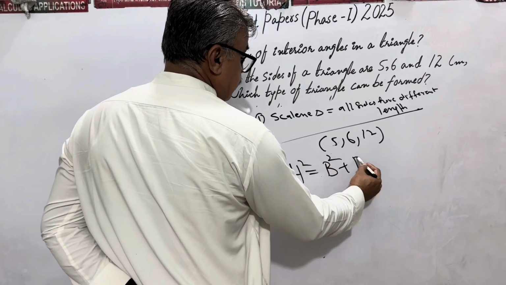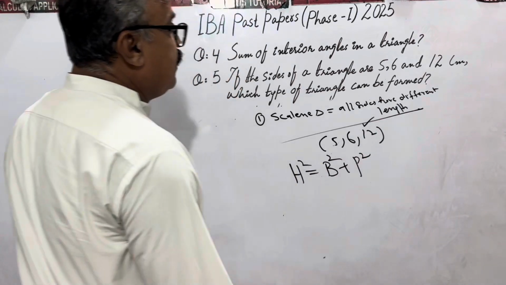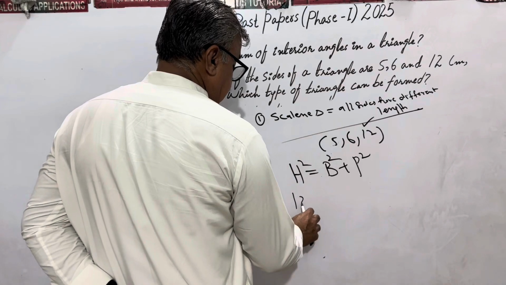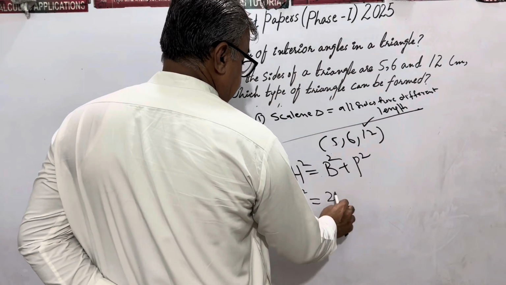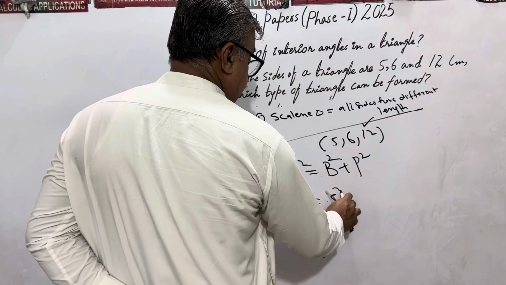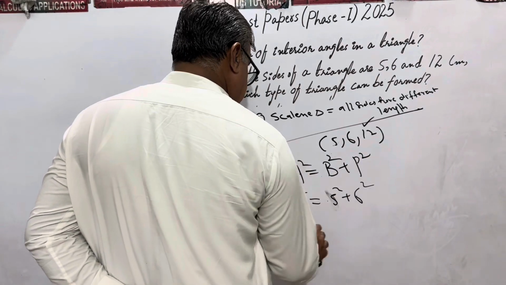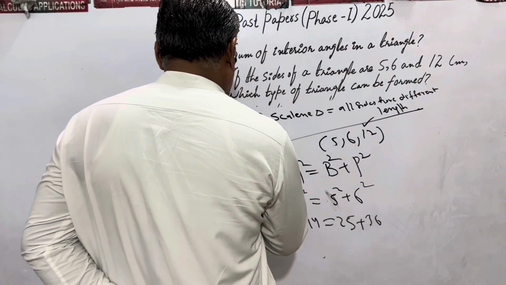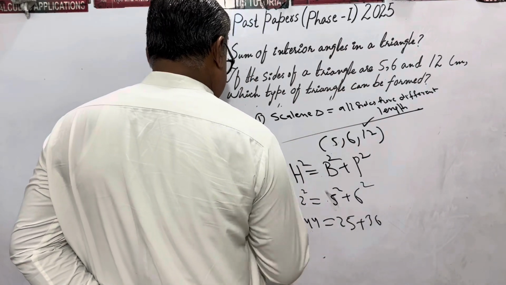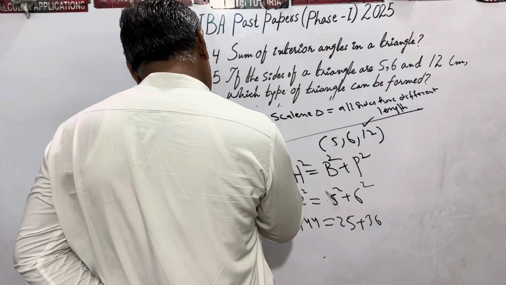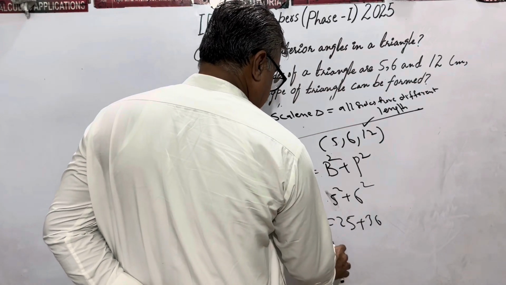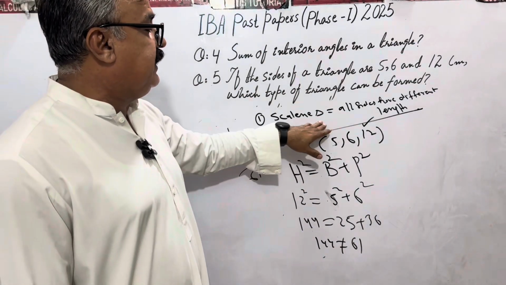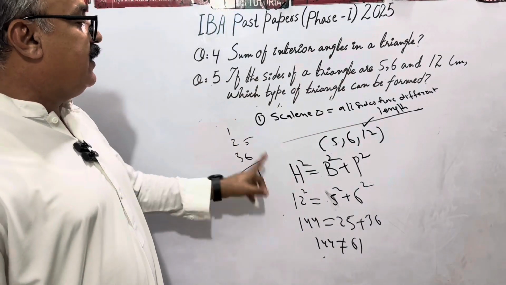Hypotenuse square is equal to base square plus perpendicular square. No compromise on height. Height is 12 here, 12 square, equals base 5 square plus 6 square. 144 versus 25 plus 36. 25 and 36 are not going to meet 144. They add to 61. 144 does not equal 61. It is only a scalene triangle, not a right triangle.